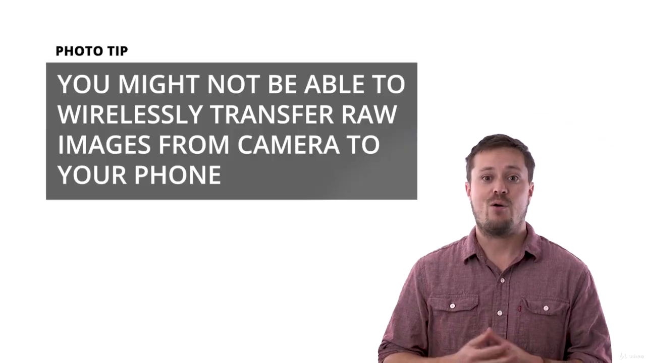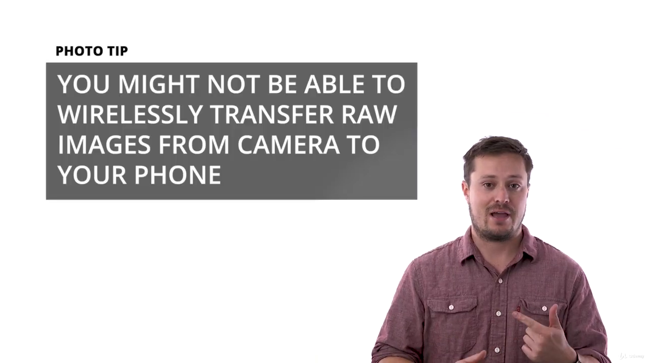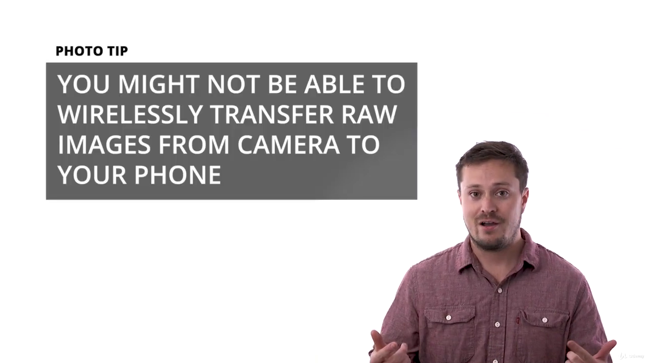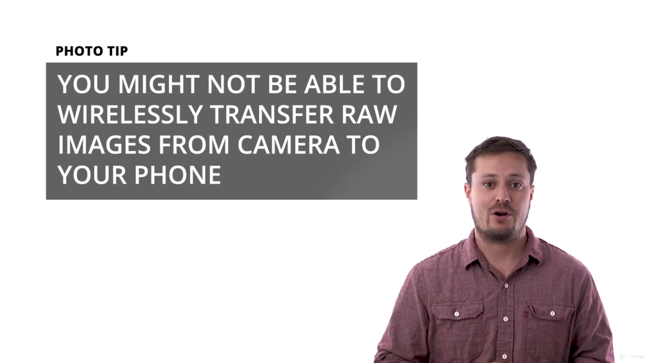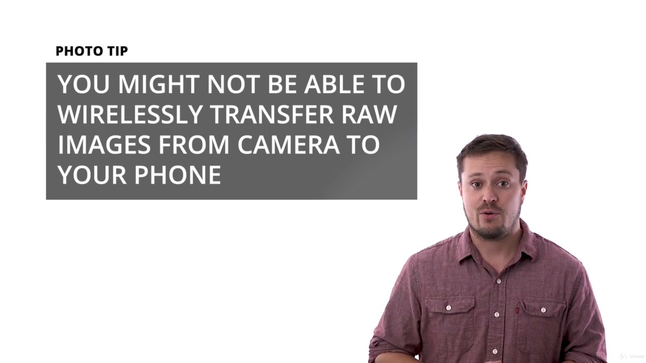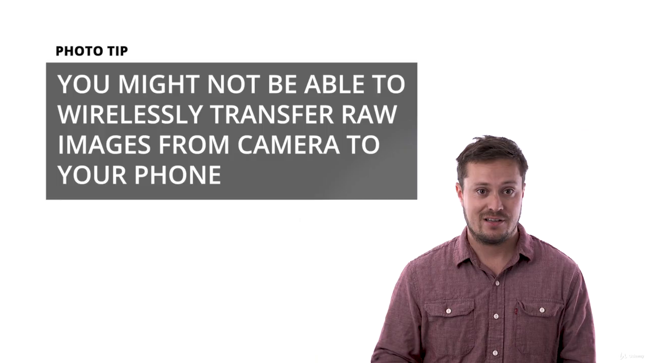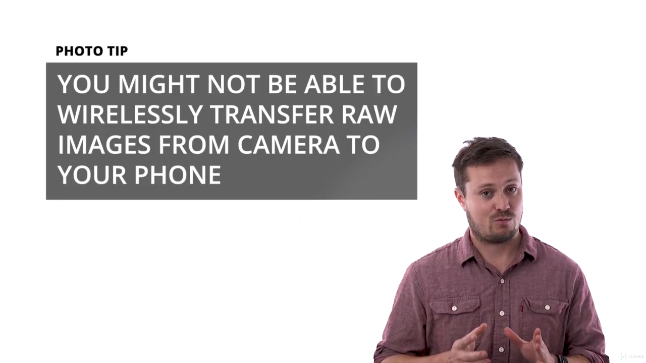When I shoot RAW on my camera and I want to send it over to my phone wirelessly out in the field, I will have to convert the RAW image to a JPEG because my phone won't read RAW. Most phone apps will not receive RAW files wirelessly from your camera, and most editing apps on smartphones will only edit JPEGs. This is a good thing to keep in mind when you're shooting RAW.